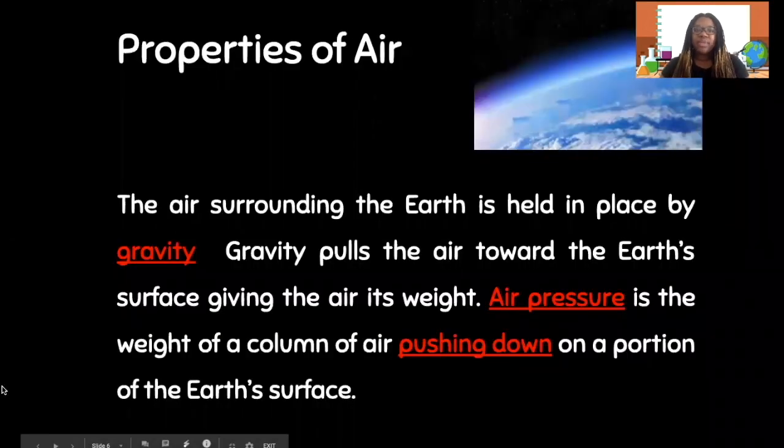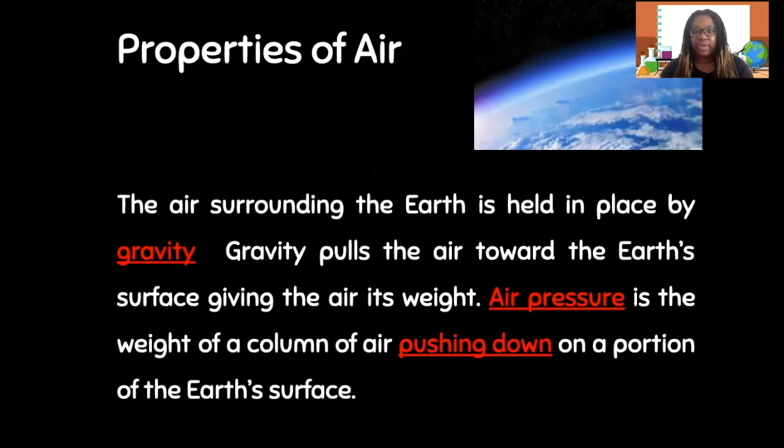All right, properties of air. The air surrounding the Earth is held in place by gravity. Gravity pulls the air towards the Earth's surface, giving the air its weight. Air pressure is the weight of a column of air pushing down onto a portion of Earth's surface. So gravity not just holds us down, it also holds the air down. If there was no gravity, not only would we not be able to stay on the ground, we also would not be able to breathe.